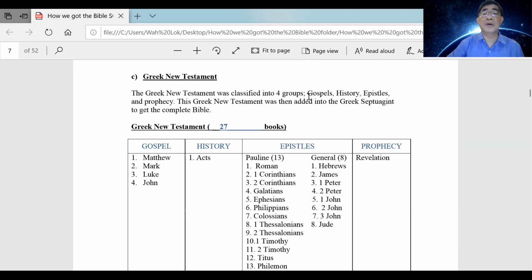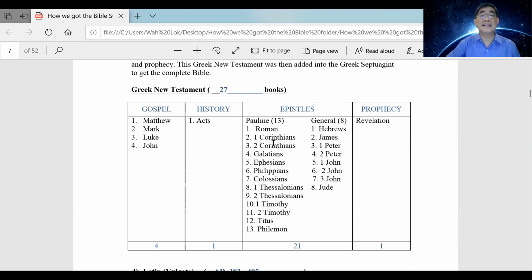So the Greek is broken into 4 sections here, 4 groups: Gospel, History, Epistles, and Prophecy. Okay, so these are the books, and it is 27 books here. The answers are there already. Normally it's blank. So you got Gospels, 4 Gospels: Matthew, Mark, Luke, John. Then you got History, Acts of the Apostles, and then you got the Epistles here, 13 Pauline epistles, with Hebrews now switched, because for Hebrews we are not sure of the author, and then 8 general epistles, so total epistles 21, and then finally you got the book of Revelation.